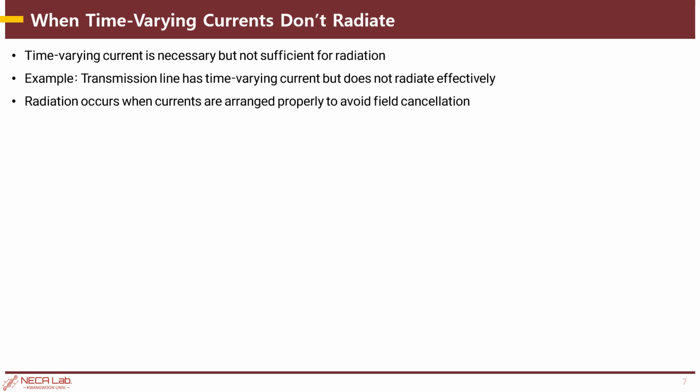So far we know that time varying current is necessary for radiation. But here's something important, it's not always enough. Just because a current is changing doesn't mean it will automatically radiate energy. For example, a transmission line does carry time varying current, but it doesn't radiate efficiently because the fields from the two conductors cancel each other out. Radiation actually happens when the current distribution is arranged in such a way that the fields don't cancel, like in an antenna. So it's not just about having changing current, but also how that current is arranged.